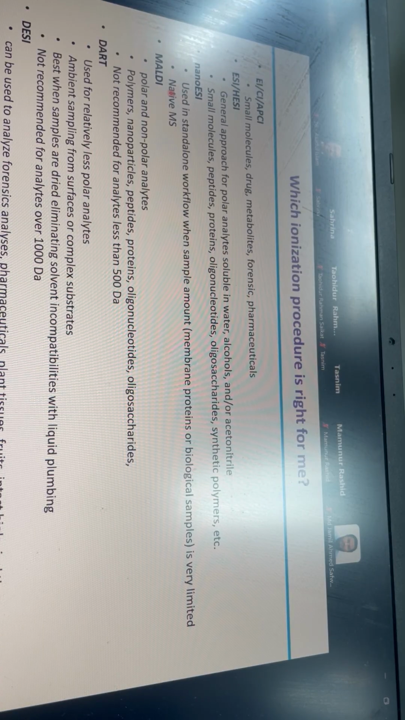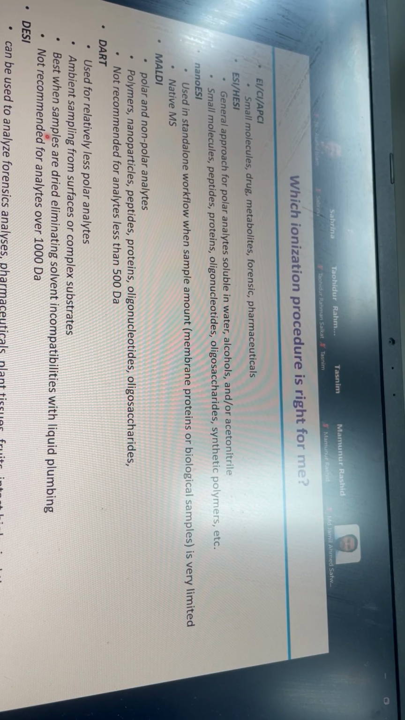For kinetic mass spectrometry also you can use nano. So, if you have polar and non-polar analytes, especially very non-polar polymer nanoparticles, you can also analyze peptide and protein with MALDI, but it is not recommended for analytes less than 500 Dalton because the laser also produces a lot of peaks from the matrix molecules.